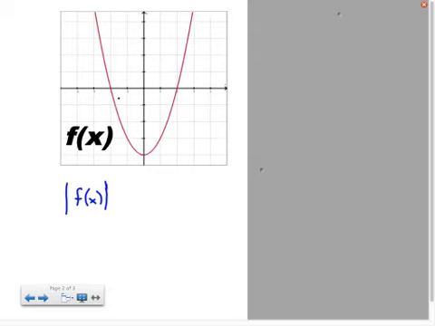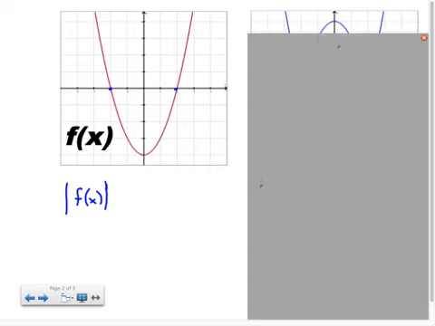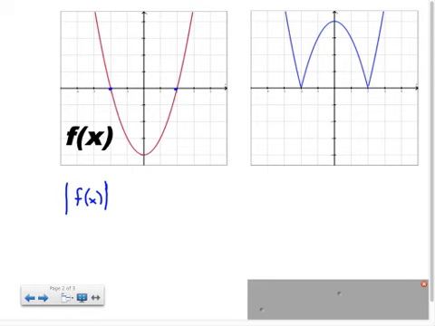Okay, so if we think about it, what's going to happen when you take the absolute value of something is that if that object is ever negative, the absolute value bars make it positive. So if I look at this graph here, I should notice that the y values start to become negative here at -2, and they stop being negative at +2. So all of these y values are going to be made positive by the absolute value bars. So the graph of absolute value of f of x is going to look like something over here.